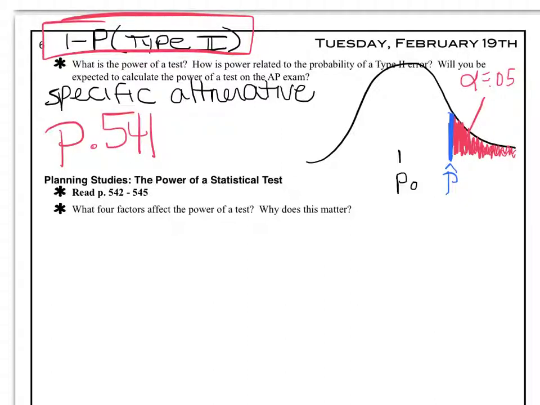So the idea behind power is, let's say that we know P sub 0 is not true. Let's say that we know there's some value P sub A that is true, and that P sub A is a little bit greater than P sub 0. And so P sub A here is really and truly the center of our sampling distribution. This is the one that we're assuming is true. This is the one that actually is true.